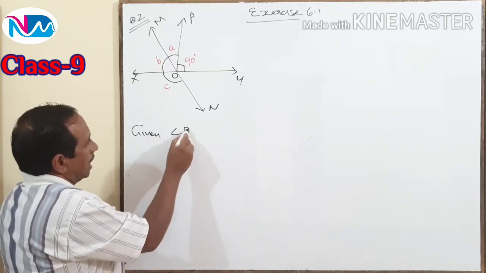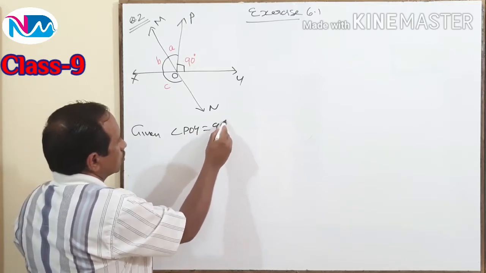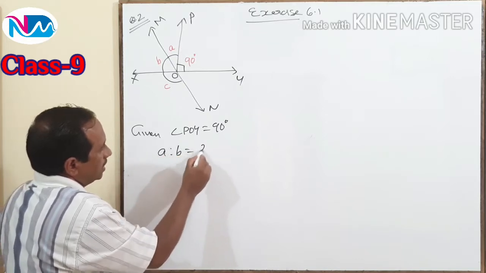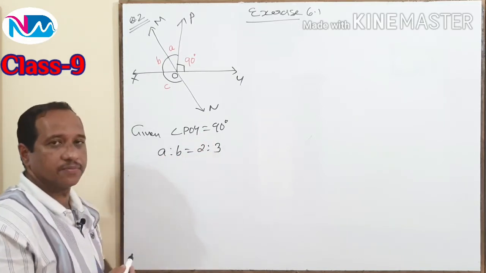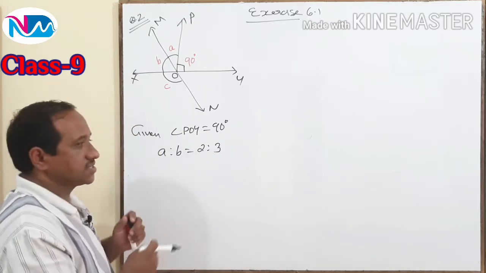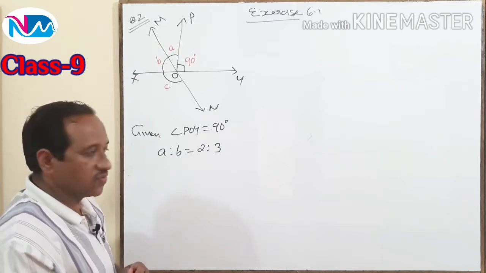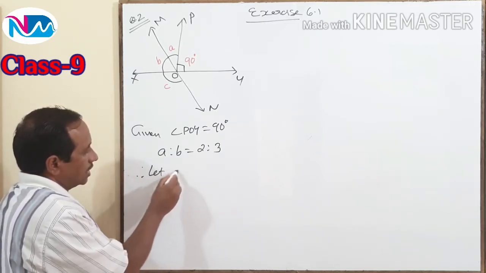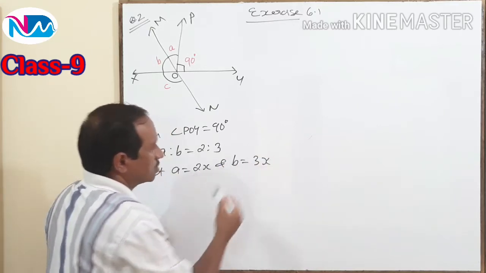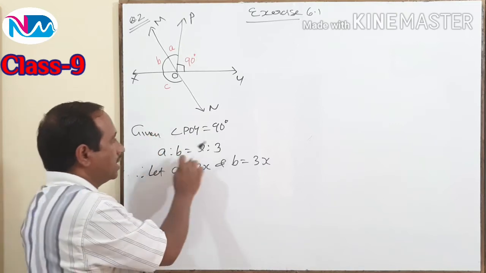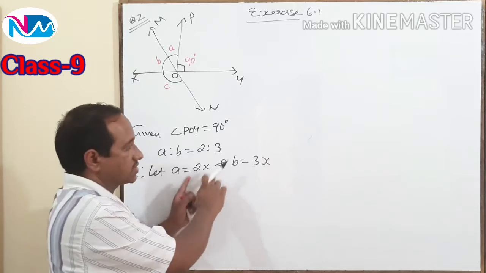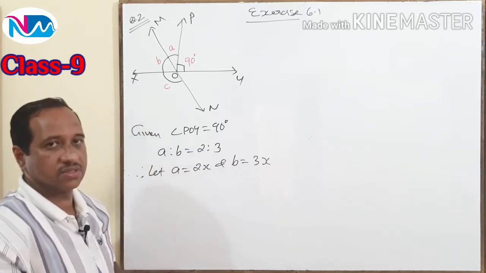Given angle POY is equal to 90 degree, a is to b is equal to 2 is to 3. If the ratio of any two quantities is given, we can express the respective quantities by using a third variable. Therefore, let a is equal to 2x and b is equal to 3x.